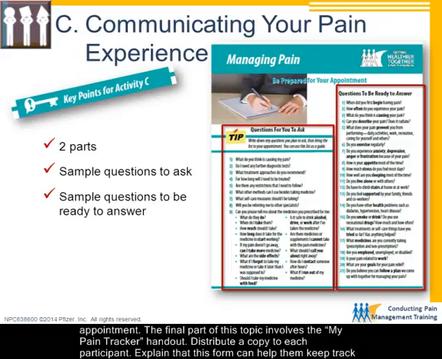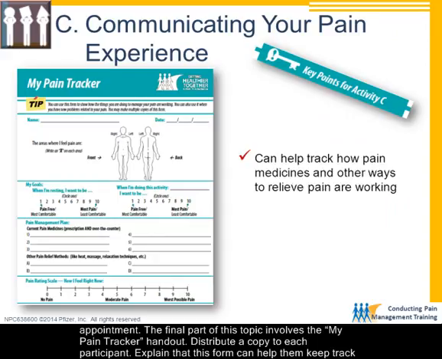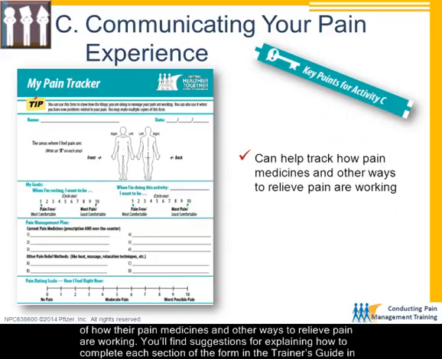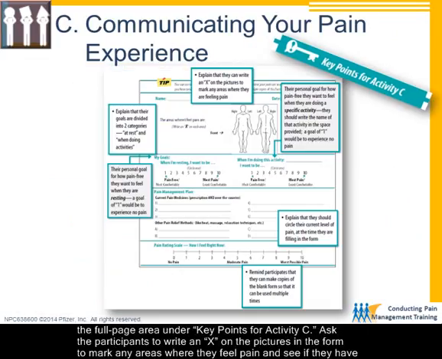The final part of this topic involves the My Pain Tracker handout. Distribute a copy to each participant. Explain that this form can help them keep track of how their pain medicines and other ways to relieve pain are working. You'll find suggestions for explaining how to complete each section of the form in the trainer's guide in the full page area under Key Points for Activity C.